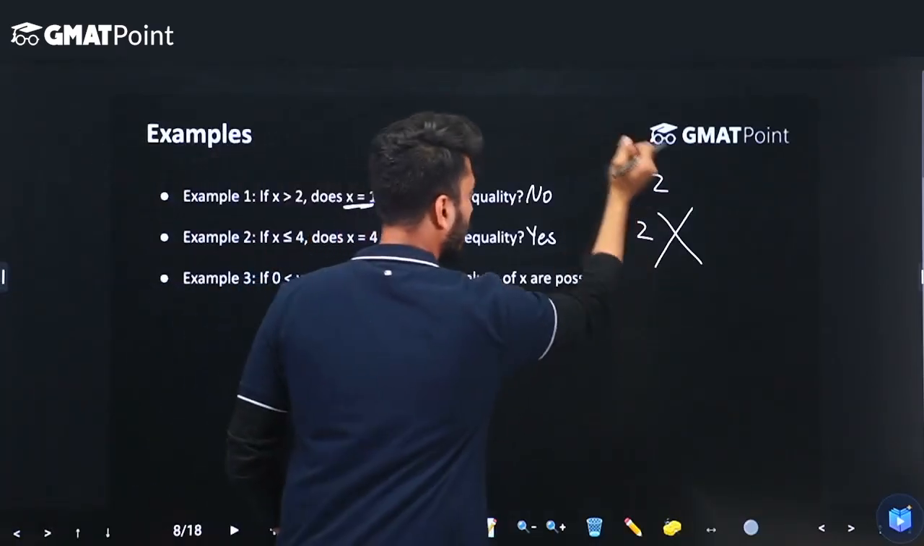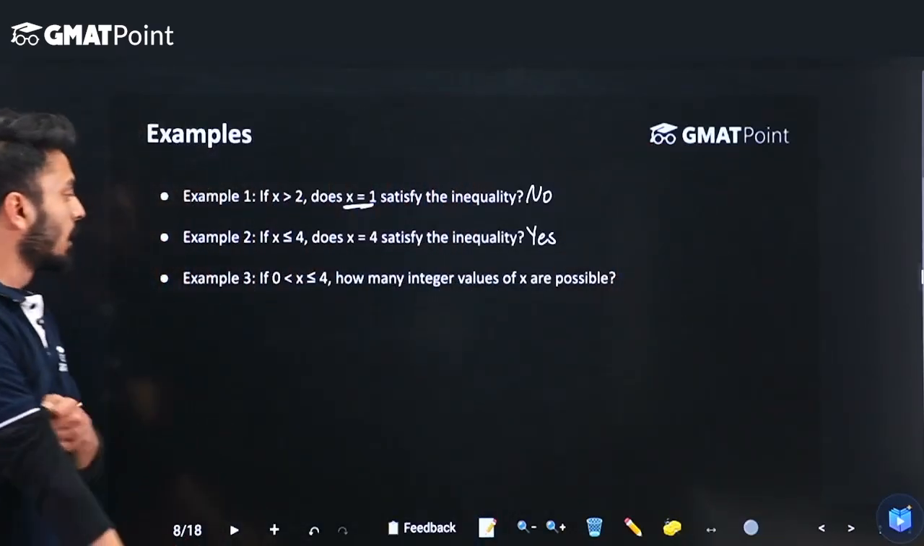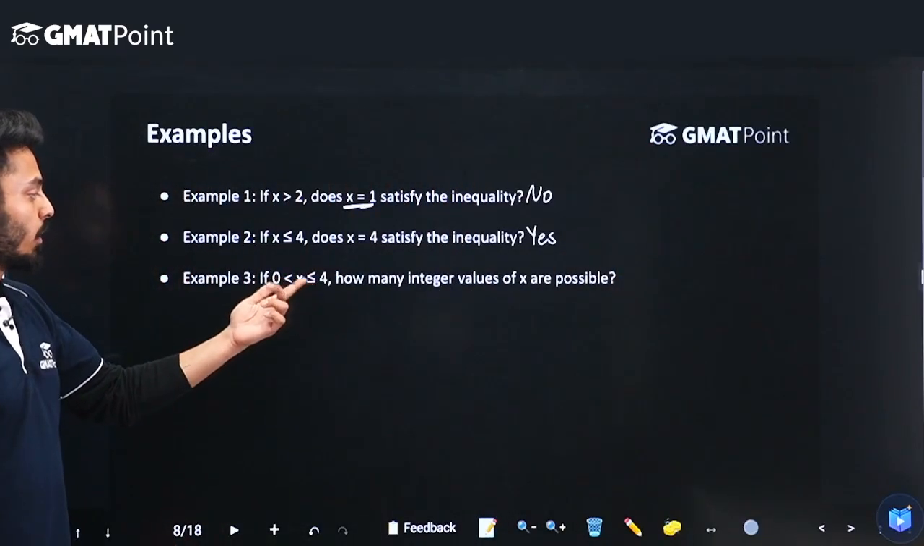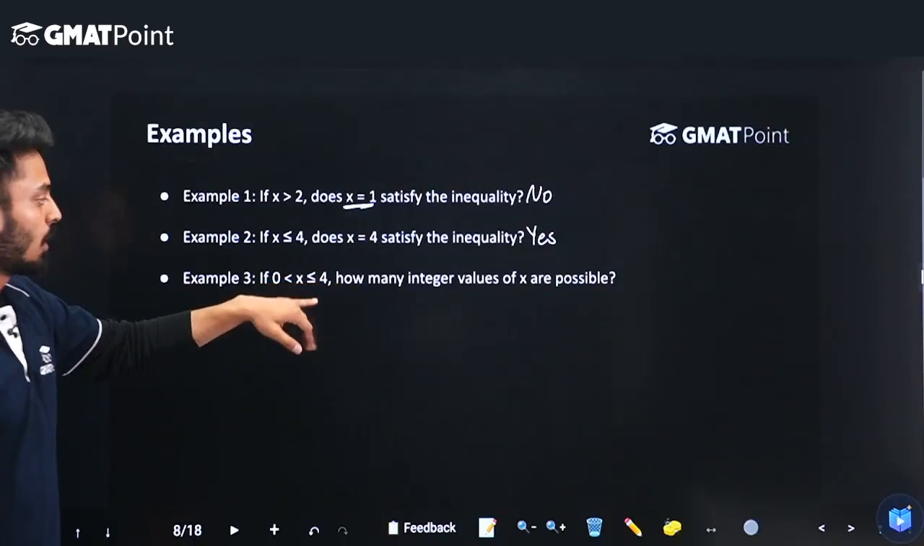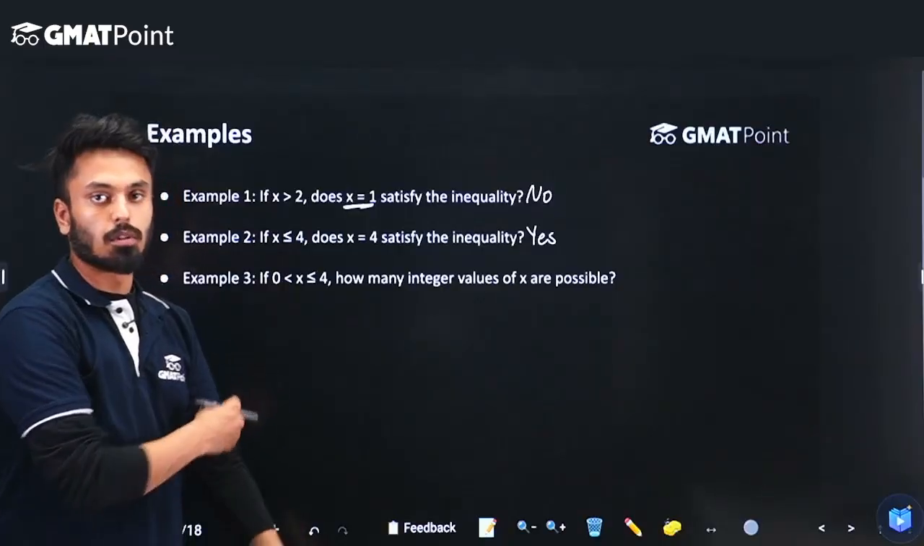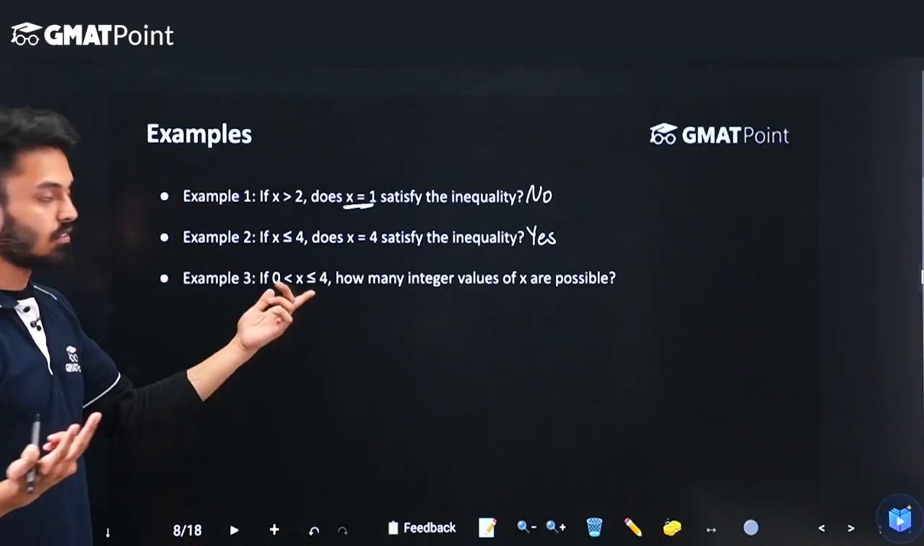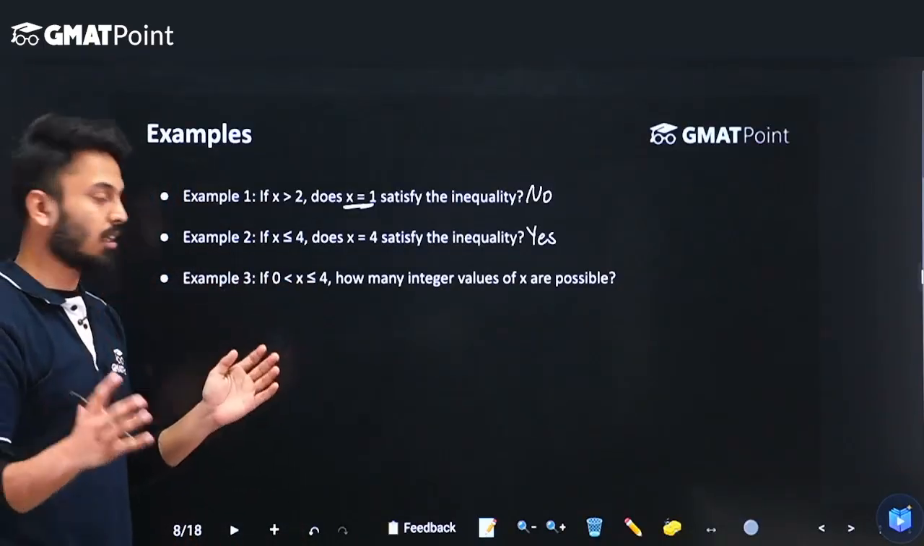Now let's look at the third and the last example for now. Here we can see we have two inequalities. We have x greater than 0 but also less than or equal to 4. How many integer values of x are possible? Since we have two different inequalities within the one statement, it's better to just split them apart.